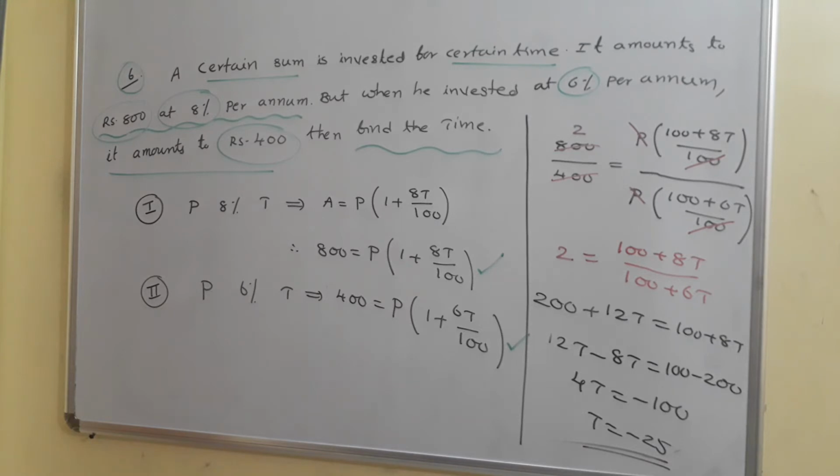If in one case the amount 800 is equal to P times (1 plus 80 by 100), and in the other case the amount 400 is equal to P times (1 plus 60 by 100), then to find the value of t by eliminating P, we need to divide one equation by the other. That procedure you need to memorize. Just have a look.